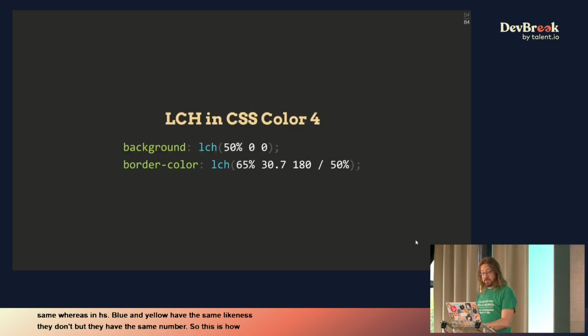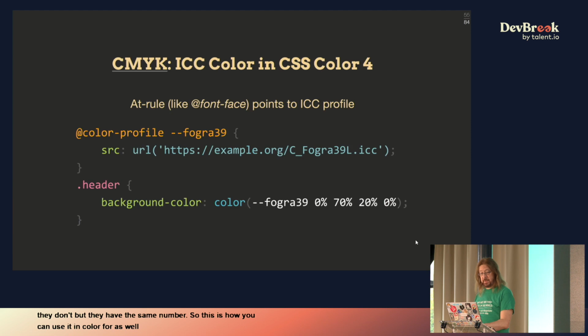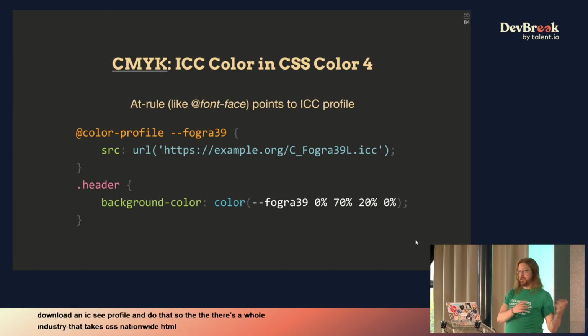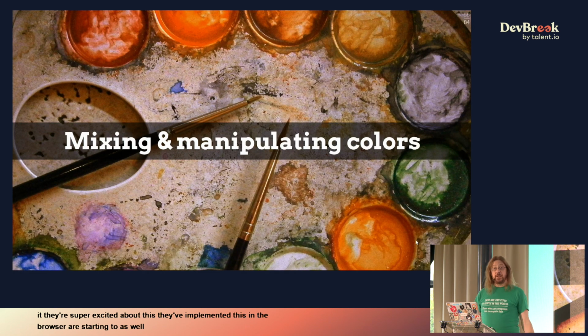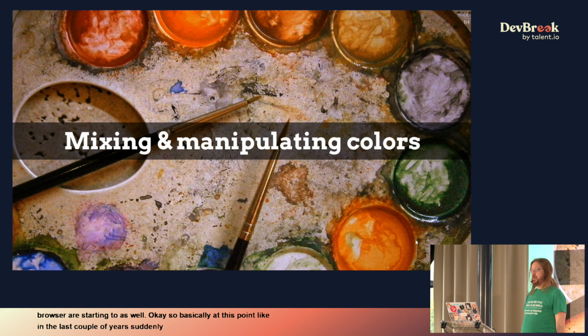So this is how you can use it in Color 4 as well. You can also do CMYK. You can download an ICC profile and do that. So there's a whole industry that takes CSS and HTML content and produces PDFs from it. They're super excited about this. They've implemented this, and the browsers are starting to as well. So basically at this point, in the last couple of years, suddenly this is going to take off. It's actually going to be in the browsers.